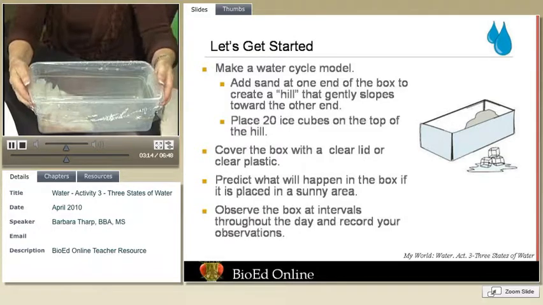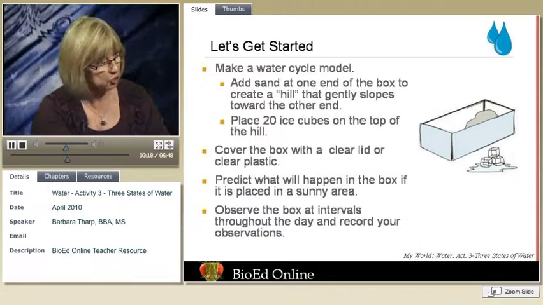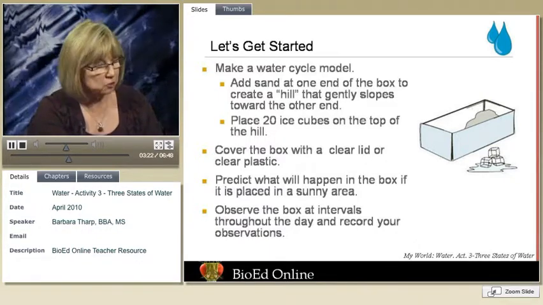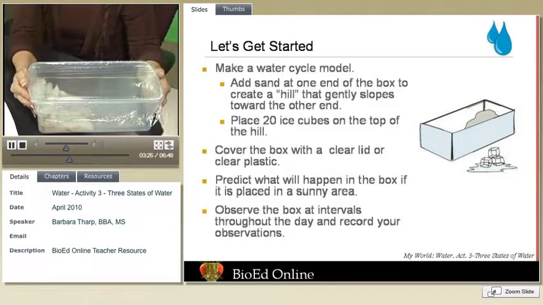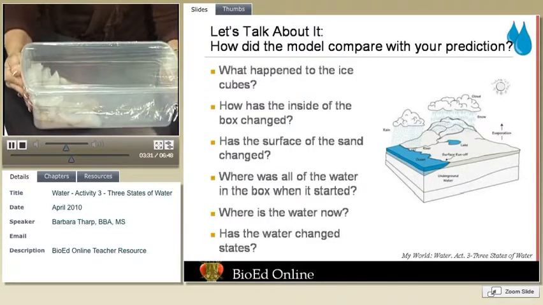Once you have the closed system, you want to put it in the sun and let the energy take over. As the energy takes over, you want the students to watch it over time. You want them to predict what's going to happen when you put it in a sunny area. Have them write that down in their notebooks and then observe it at intervals throughout the day. What I've done now with this is go to the next step.